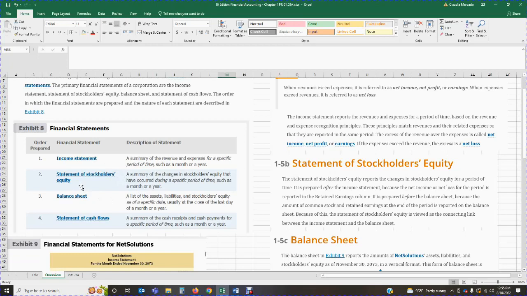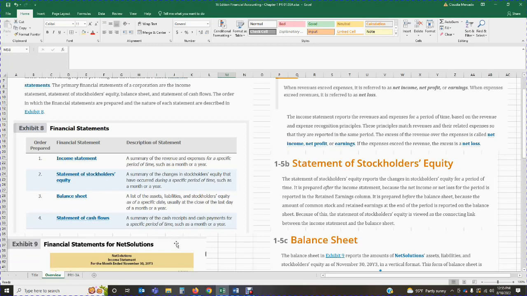The statement of stockholders' equity is a summary of the changes in stockholders' equity that has occurred during a specific period, such as a month or year. Then we have the balance sheet, which is basically just a list of all of your assets, liabilities, and stockholders' equity. And it's usually done at the close of the last day of a month or a year. And the statement of cash flows is a summary of the cash receipts and payments for a specific period of time, such as a month or a year.